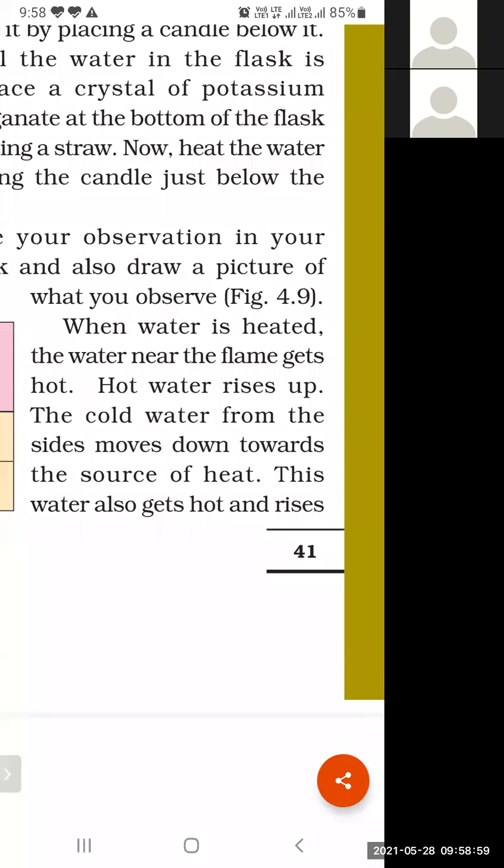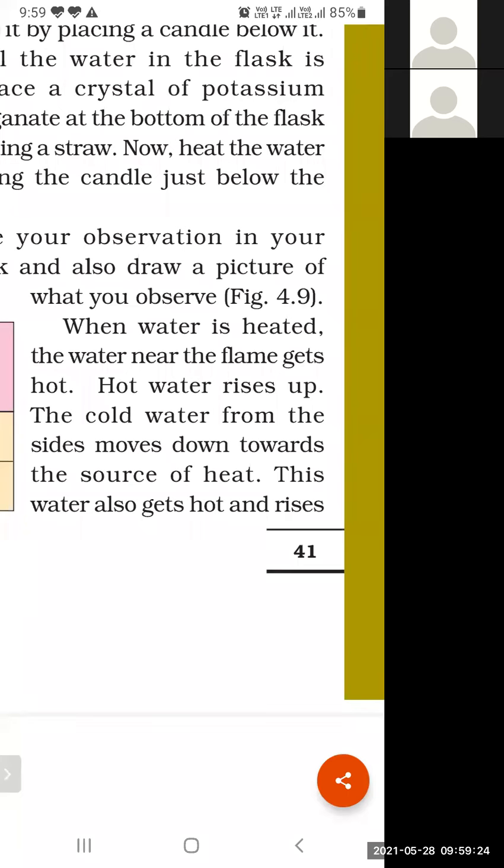And in which cases do we observe this phenomenon? In the case of water, in the case of gas, in the case of air. So students, this is another type of phenomenon, known as heat transfer in gases or in liquids. So I'm going to revise this topic again.